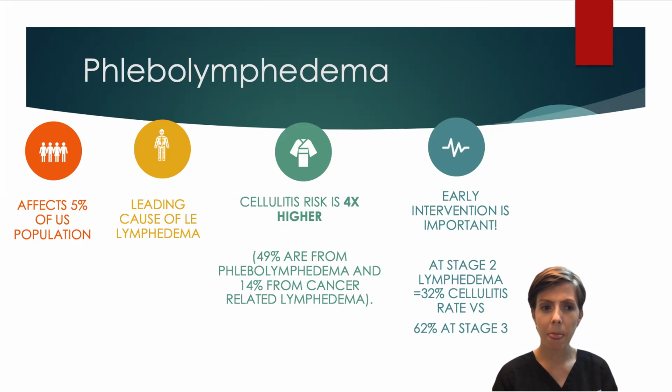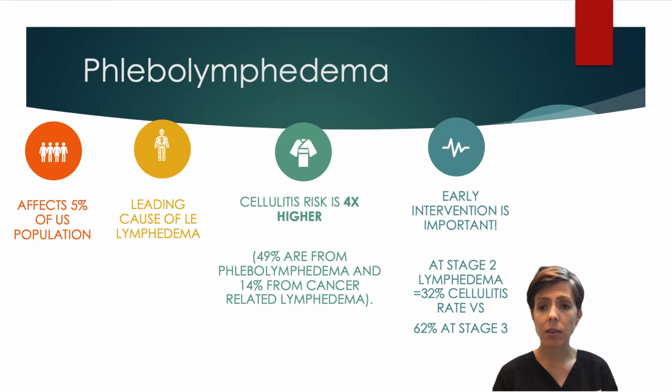Okay, so phlebolymphedema affects 5% of the US population. When we think about the entire population of the US, that's a good amount of people. It is a leading cause of lymphedema. We think of lymphedema because, especially in the breast cancer world, there's been a good amount of talk about it, and that's great. I'm glad the word is getting out. But what we're not talking about enough in the world of swelling is phlebolymphedema and swelling in the legs, because it's very, very common. If you have phlebolymphedema, you are at 4 times higher risk of developing cellulitis than somebody who does not have swelling, okay?